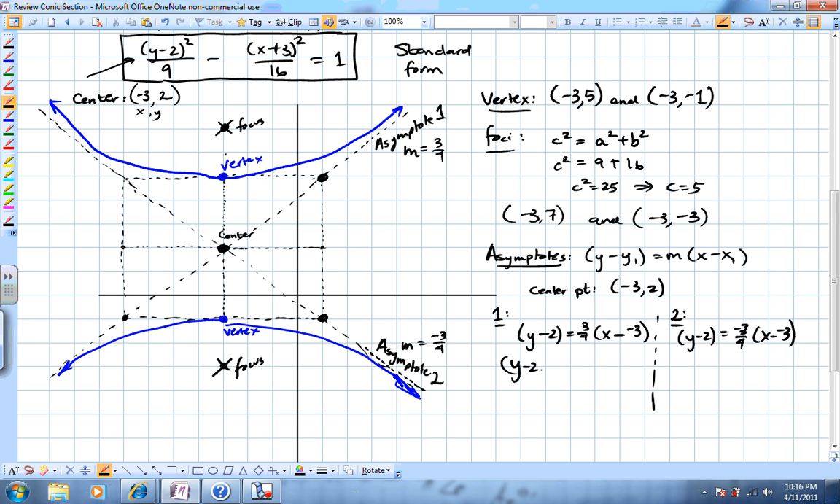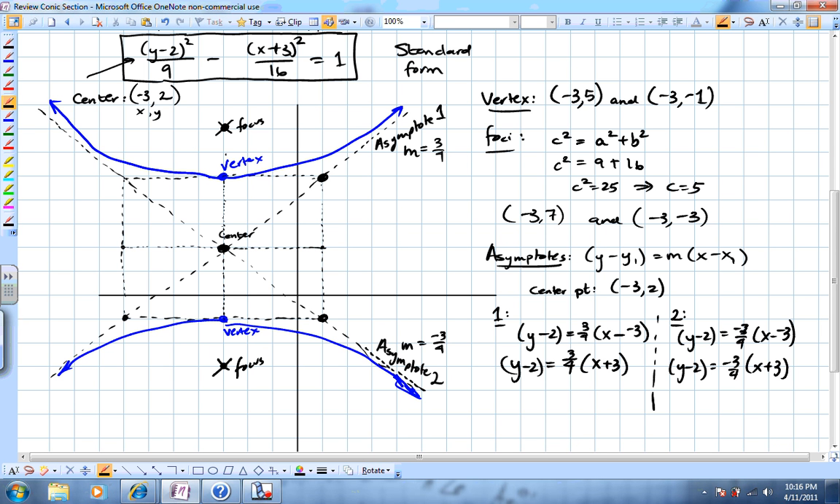And let's just go ahead and get rid of that double negative, x plus 3. y minus 2 equal negative 3/4 times x plus 3. At this point, you can leave these equations in this point slope form, or if you want to change them to slope intercept form, just simply solve for y, perform the algebra and solve for y. There you have the graph and the pertinent information for it.